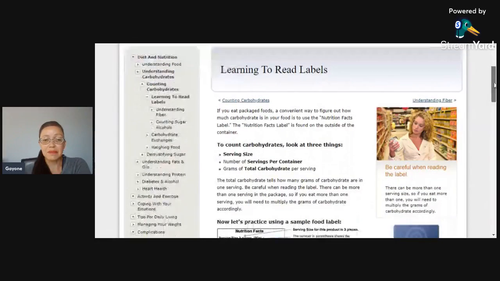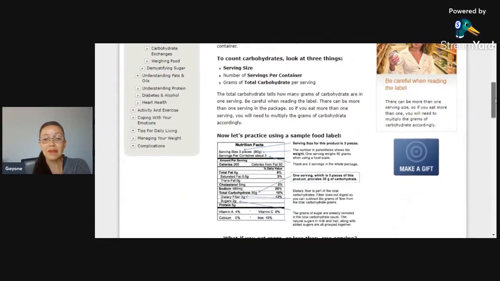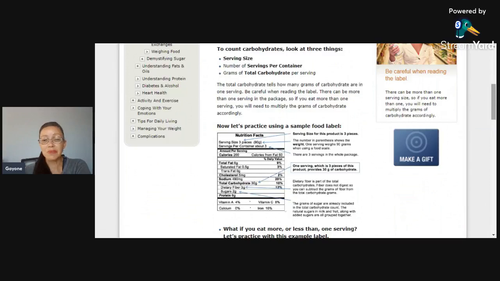Learning to read labels. If you eat packaged foods, a convenient way to figure out how much carbohydrate is in your food is to use the nutrition facts label. The nutrition facts label is found on the outside of a container. To count carbohydrates, look at three things: the serving size, the number of servings per container, and grams of total carbohydrates per serving. The total carbohydrates tells how many grams of carbohydrates are in one serving. Be careful when reading the label. There can be more than one serving in a package. So if you eat more than one serving, you will need to multiply the grams of carbohydrates accordingly.